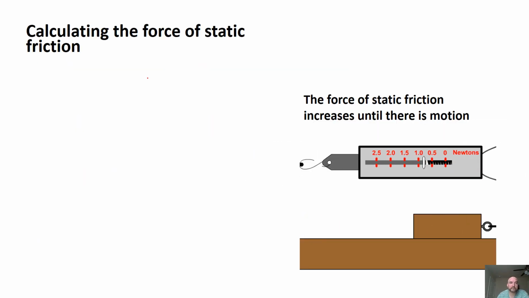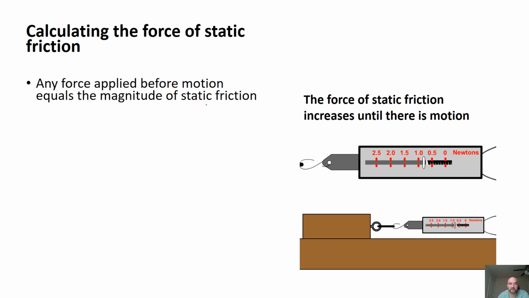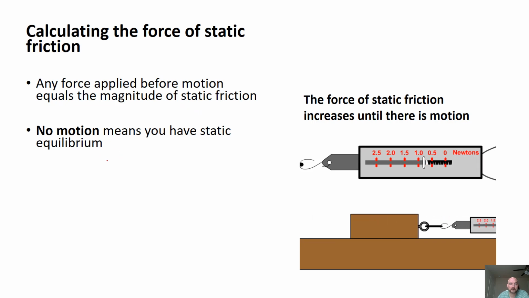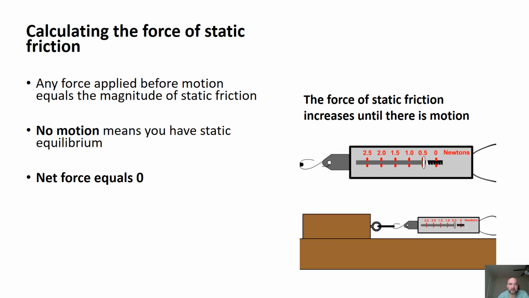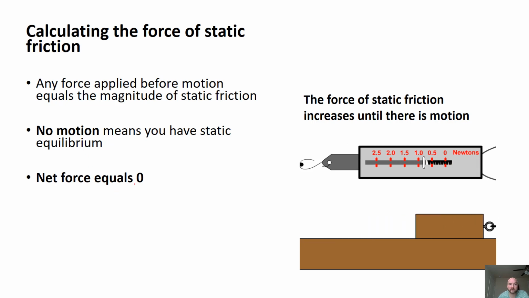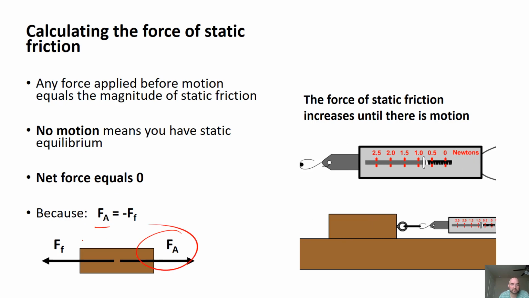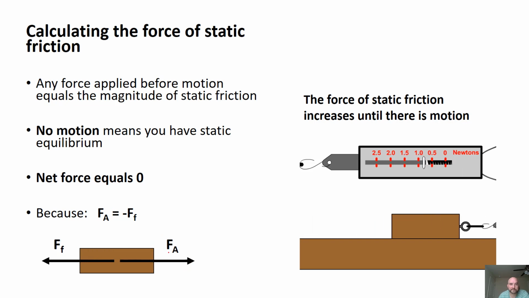So, calculating the force of static friction. Any force applied before the motion equals the magnitude of static friction. That just means if you're applying a force and it's not moving, that is the force of static friction. And the reason why: if there's no motion, that means there's no net force, which means the force you're applying must be equal to the force that's opposing that motion. Once again, the negative in this just means in the opposite direction, which you see in the arrows.